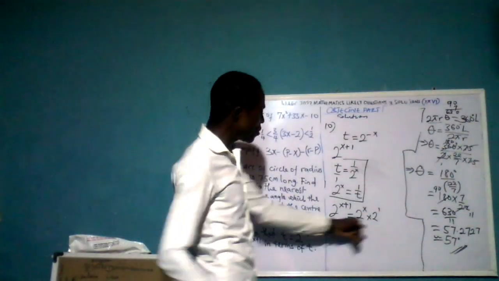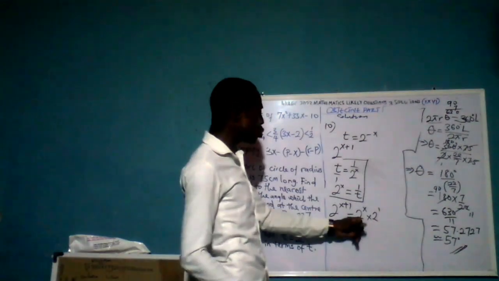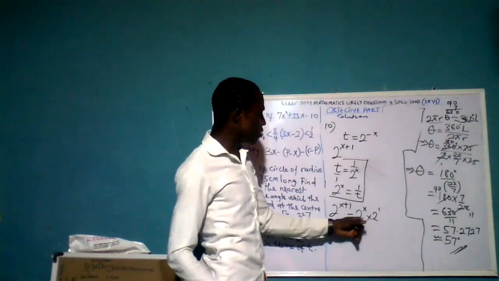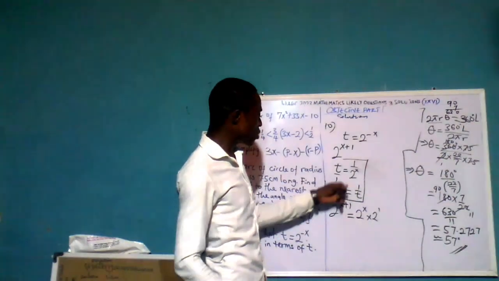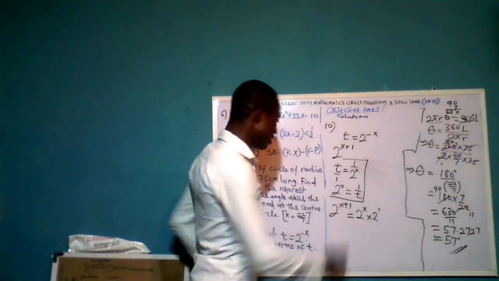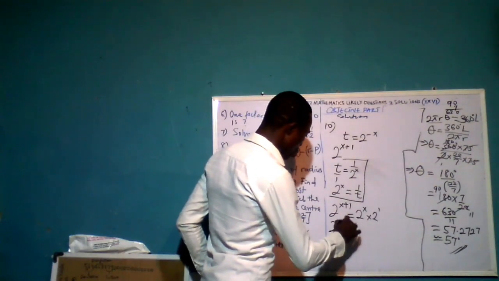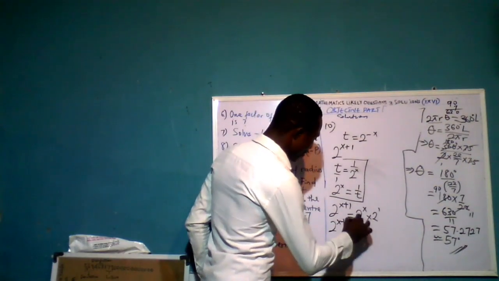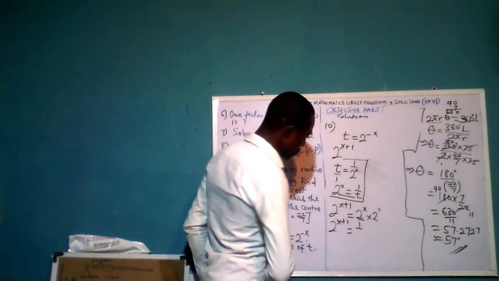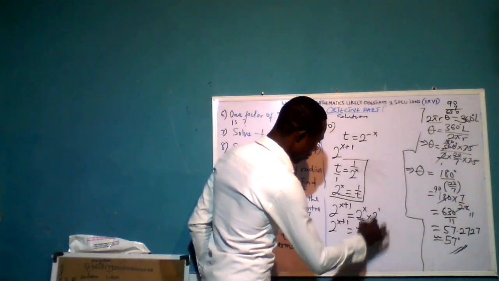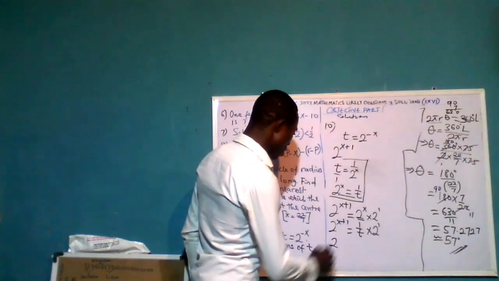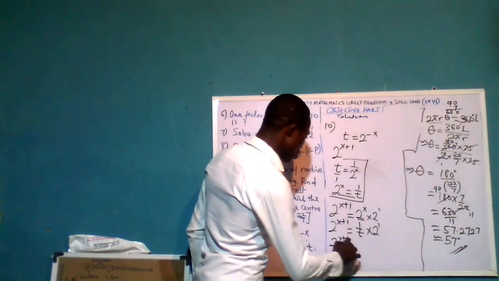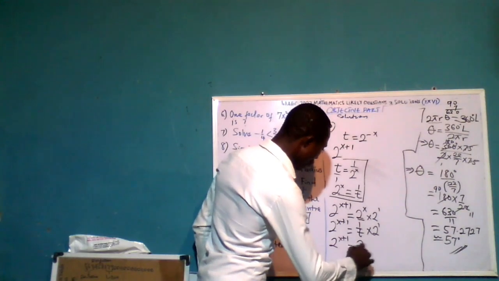Since you have them separately like this, the next thing to do is to substitute what is given here. We have expressed 2 raised to the power x to be equal to 1 over t. So you have 2 raised to the power x plus 1 equal to 1 all over t multiplied by the 2 raised to the power 1 that we already have here. That will give you 2 raised to the power x plus 1 equal to 2 all over t.